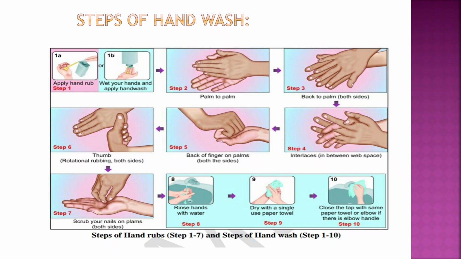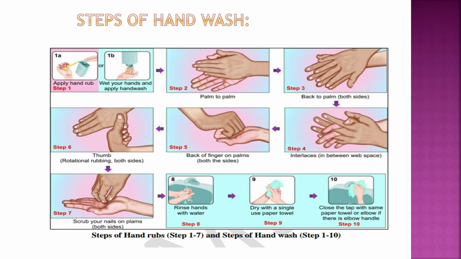Then in step 2 you have to rub palm to palm. Then in step 3 back of the palm, both the sides. Then step 4 between web spaces of the fingers. Then step 5 back of the fingers on the palms, both sides. Then thumb in rotational movement, both the sides. Then step 7 you have to scrub your nails on the palms, both sides. And this is for the hand rub.